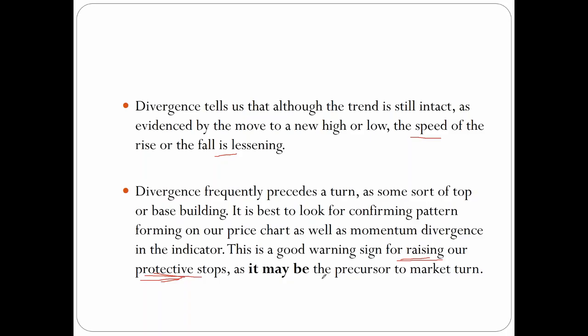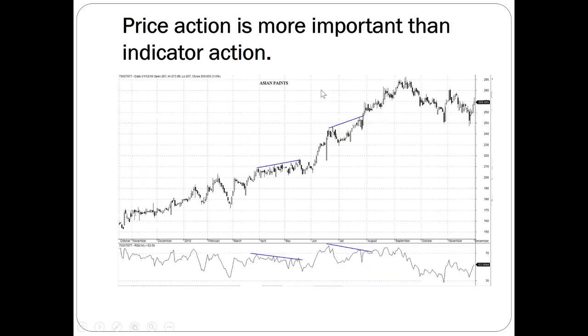We have to tighten our stops because it may or may not predict a market turn. So divergence tells us the speed of the rise or fall is lessening and we have to use it with the price patterns, with other confirmation tools to see whether the divergence is true or false, and if it is true, we have to raise our protective stops. The price action is more important than the indicator action.